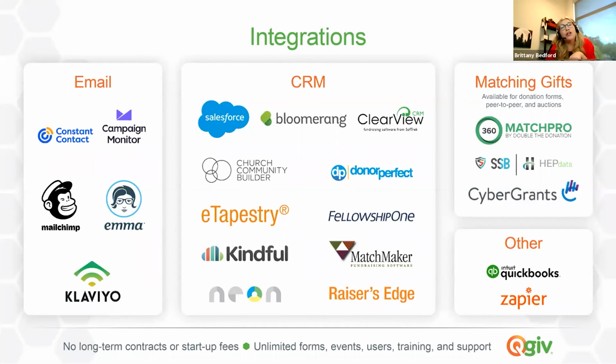I want to show a few integrations that we offer with our data package. We have email integrations that allow you to export donor data to your service for email campaigns. We also integrate with some of the most popular CRMs that you see here. That allows you to map data and export it right from QGive to your CRM service. We also have our matching gift integrations and a few others like QuickBooks and Zapier. We know that data is important, but we also know that it has to be easy. So we think it's just as important to get your QGive data into your third-party systems as easily and efficiently as possible.